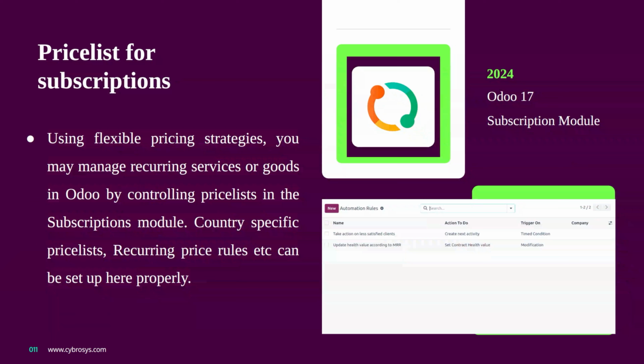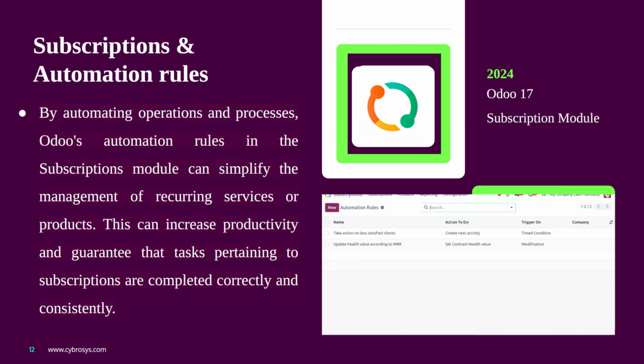And next is the price list for subscription. By using these flexible price list strategies, you may manage recurring services or goods in Odoo by controlling price lists in the subscription module. We have set up different price lists like country-specific price lists, recurring price rules, etc. And we can configure each of these in each of our orders.